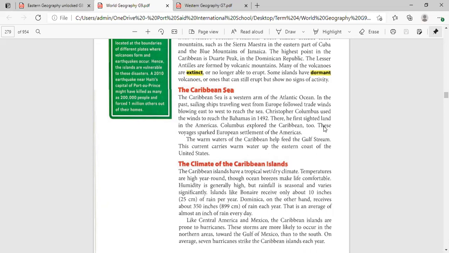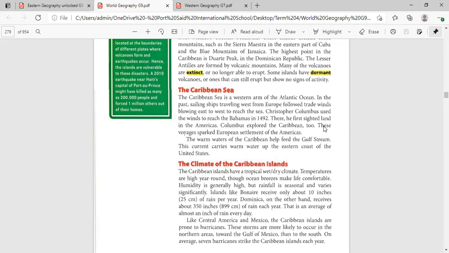Caribbean Sea. The Caribbean Sea is a western arm of the Atlantic Ocean. In the past, sailing ships traveled west from Europe, following trade winds blowing east to west to reach the sea. Christopher Columbus used the winds to reach the Bahamas in 1492. There, he first sighted land in the Americas. Columbus explored the Caribbean too. These voyages sparked European settlement in the Americas.